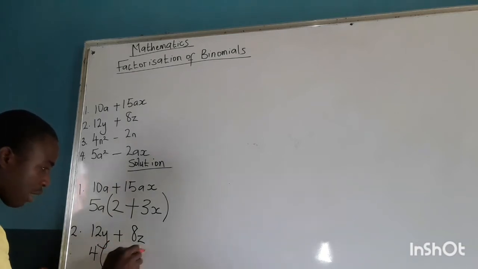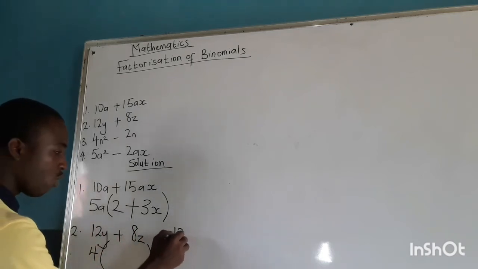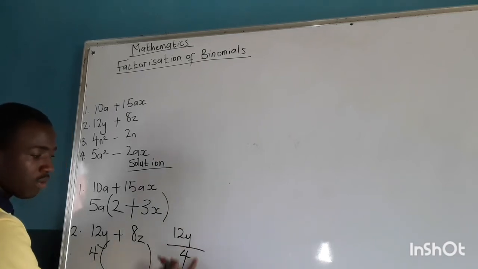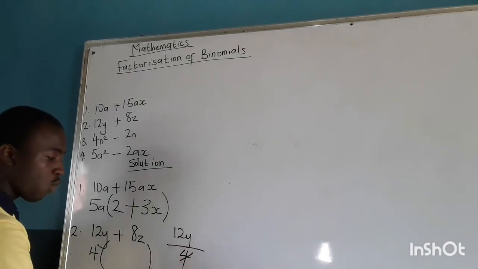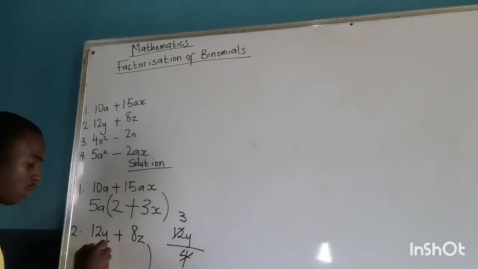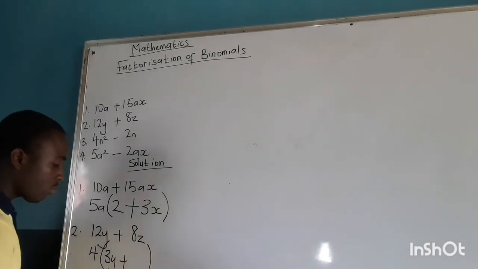Then you open your brackets. For your bracket now, you divide this by this, you divide this by this. So you have 12y over 4. Y is not there, so you cannot cancel y. 4 here 1, 4 here 3. So you get 3y. So you write 3y plus, do the same thing with this other side too.